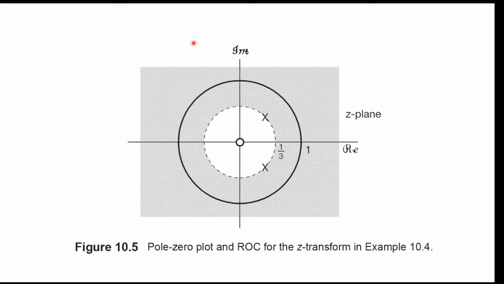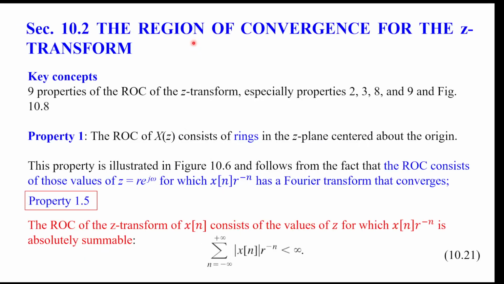Okay, any question so far? If not, then now we summarize some properties of the ROC of the transform. So we actually get one extra property. We now have 10 properties of the ROC of the Z transform. Anyway, most of them are very similar to what we have in the Laplace transform.